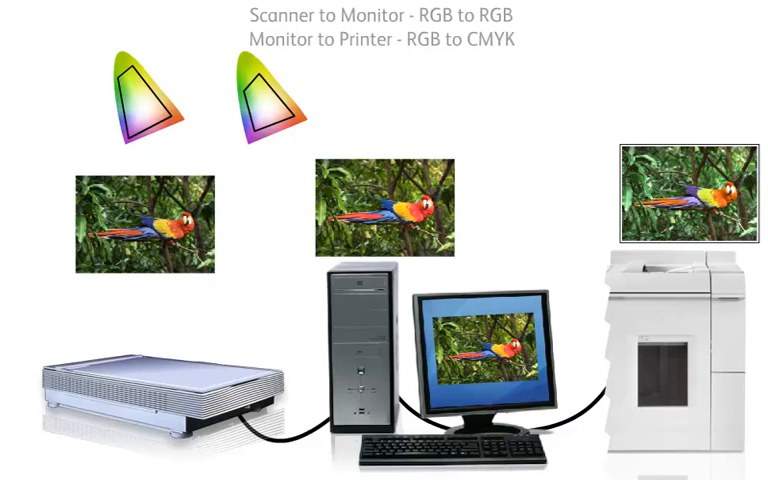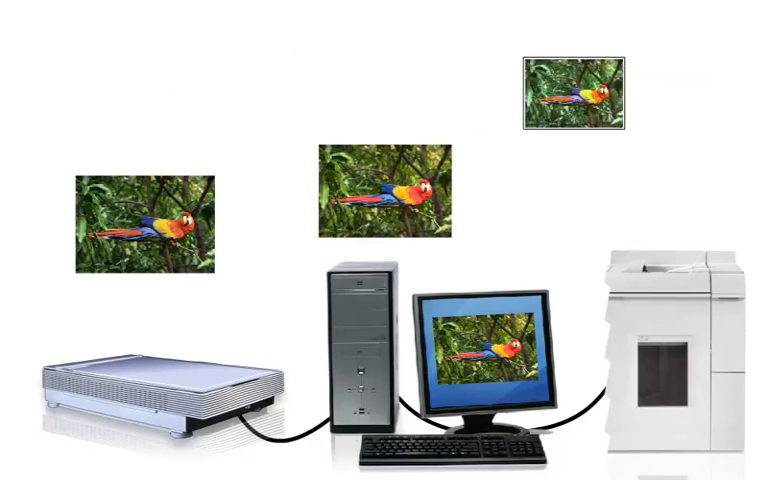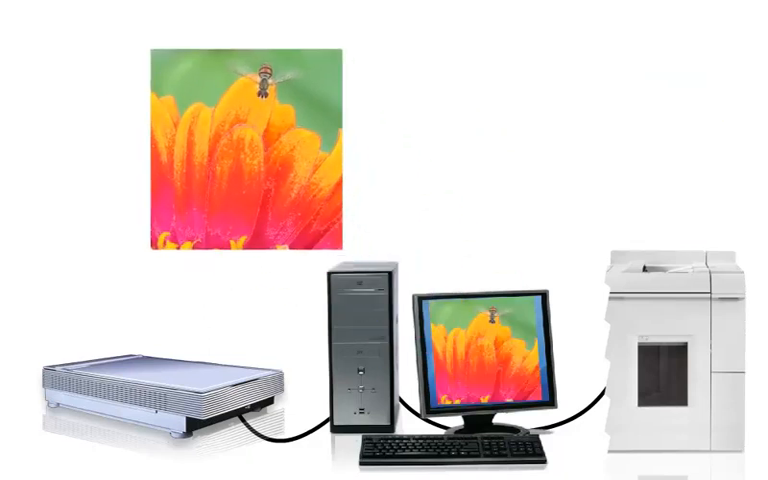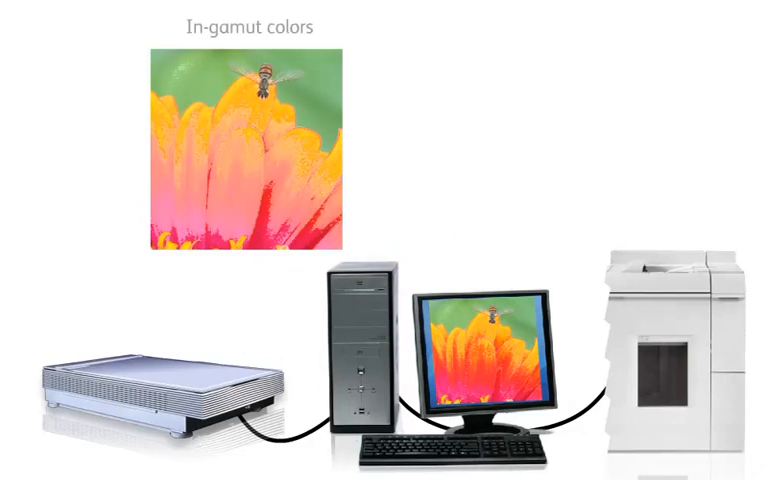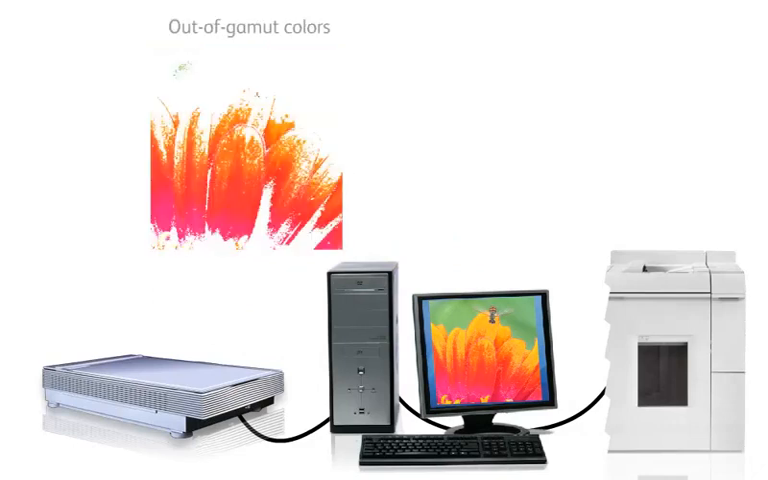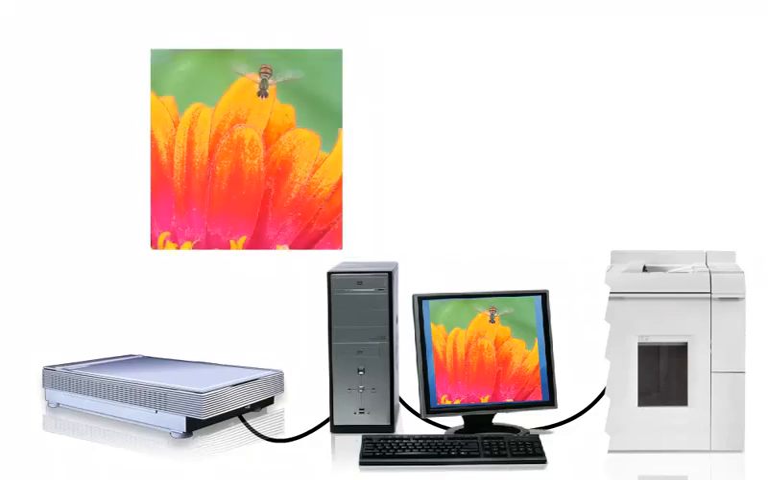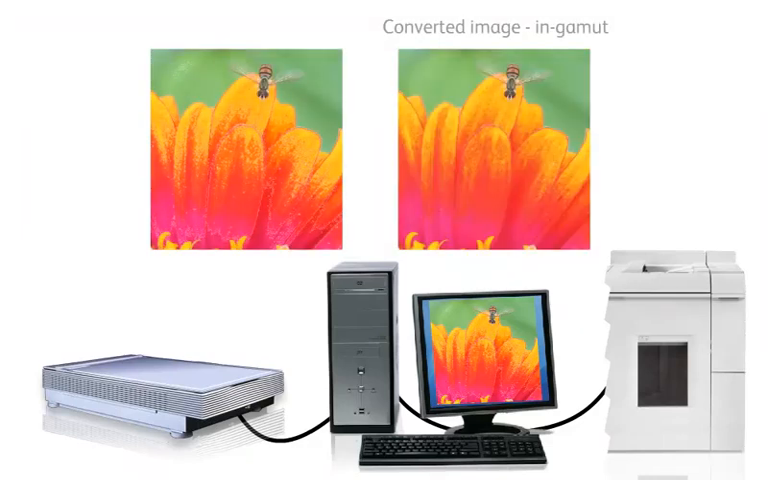gamut of your scanner. This will happen again as the scanner data is converted into data for your monitor and again at the printer. Conversion is done by software utilities within various devices. During the printer RIP process, for example, RGB values are translated into CMYK values. Conversion from RGB to CMYK can also be done at the PC.